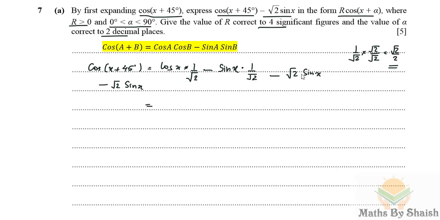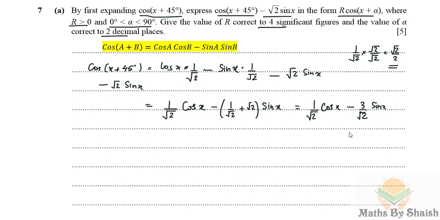So we can see sin x, so we'll add the like terms and we can write it as 1 over root 2 cos x minus (1 over root 2 plus root 2) sin x. 1 plus root 2 times root 2 over root 2 is going to be 3 over root 2. Root 2 into root 2 is 2, plus 1 is 3 over root 2. So it can be written as 1 over root 2 cos x minus 3 over root 2 sin x.